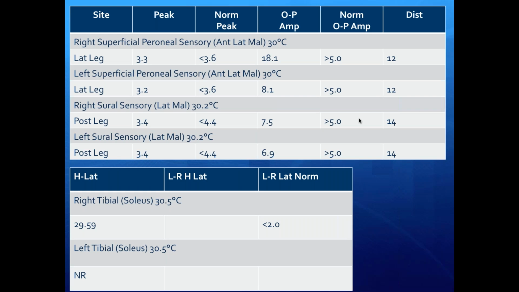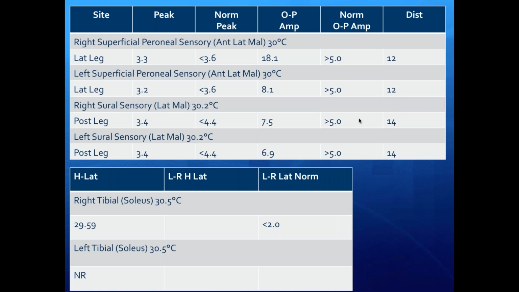Anything else kind of jump out at you, Laura? Anything else that you take a second peek at? Well, I'm just looking at the amplitudes. The right superficial peroneal sensory is 18, and the left one was 8.1. Okay, so there was about a 50% loss in amplitude in the superficial peroneal on the left compared to the right.